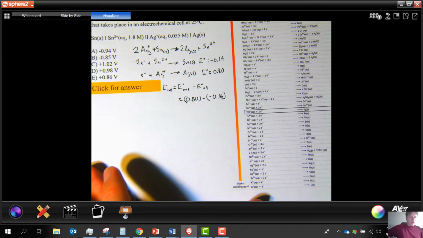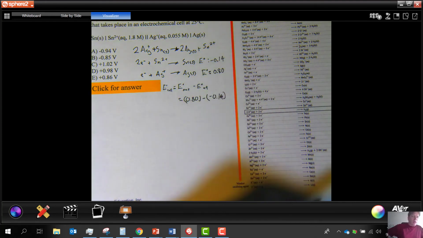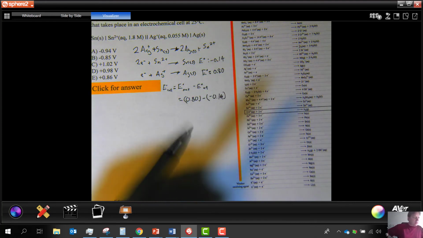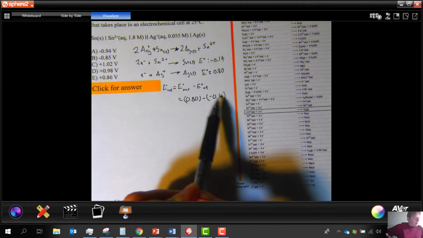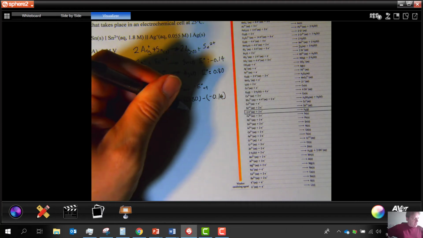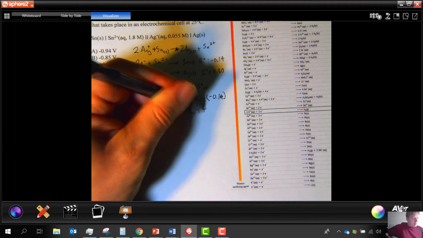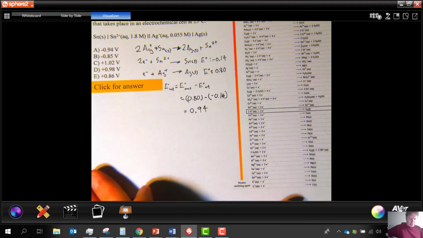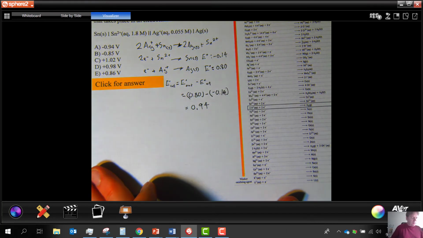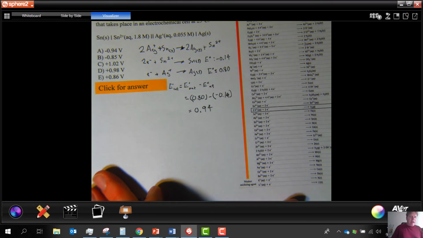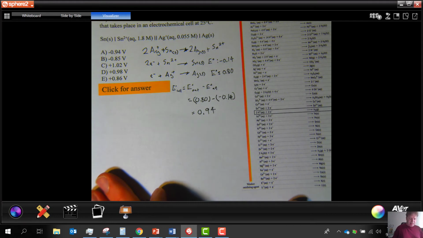Okay, again, we're always flipping one of them around. We only flip it around once, right? So we don't flip it around up here and then flip it around again down here. So we only flip it one time, and you get 0.94 when you add those together. Okay, so that is if it was at standard state.